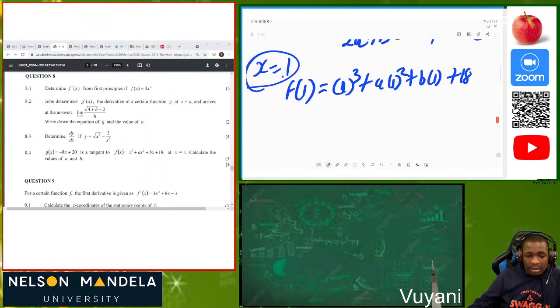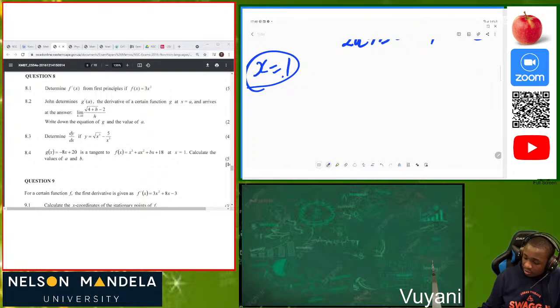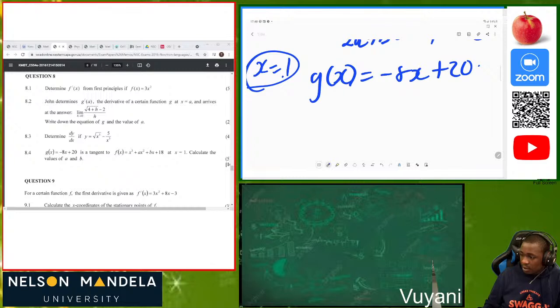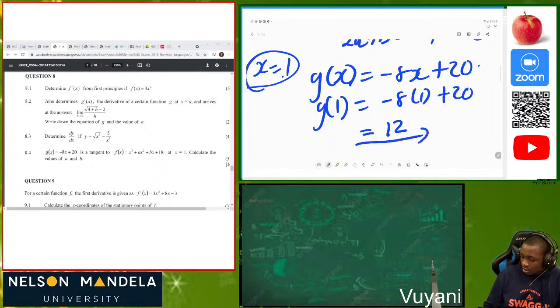Now we see that that's the y value, guys. Please don't forget that. Let's not use f of 1, let's just use g of x, since we know everything about g of x. g of x is equal to -8x plus 20. So let's determine g of 1. g of 1 is -8 times 1 plus 20, then we end up having 12.